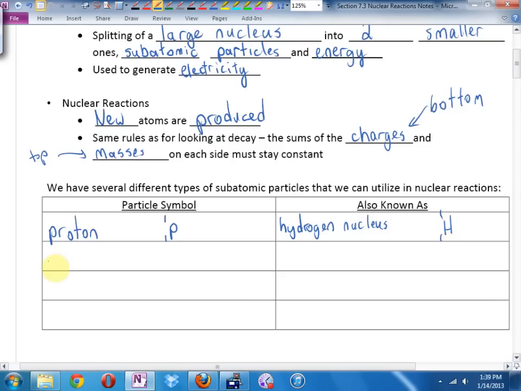The second thing you can get is a neutron. In fact, these are really, really important. We'll talk about why in a bit. You'll see why in a video.